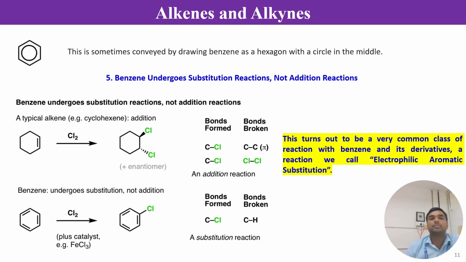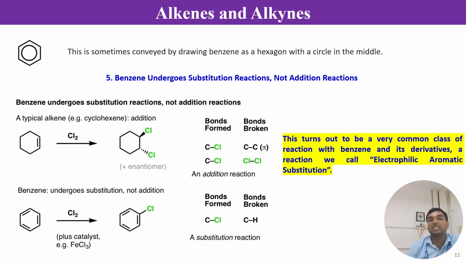Now, benzene undergoes substitution reaction, not addition reaction. Why? Because of the resonance energy. Benzene can go for substitution reactions with chlorine and ferric chloride. You can get the chlorine substitution. But when cyclohexene reacts with chlorine, it will give the addition product.